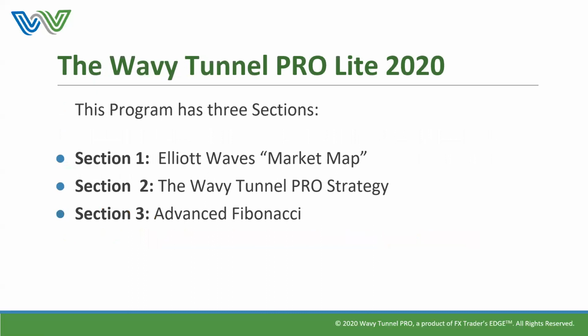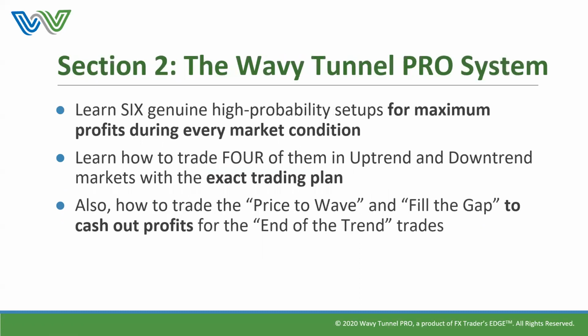The program has 3 sections. Section 1 is Elliott Waves Market Map. A lot of detail about Elliott Waves, and how to trade it practically. Section 2 is the Wavy Tunnel Pro strategy, fantastic strategy, and Section 3 is advanced Fibonacci.